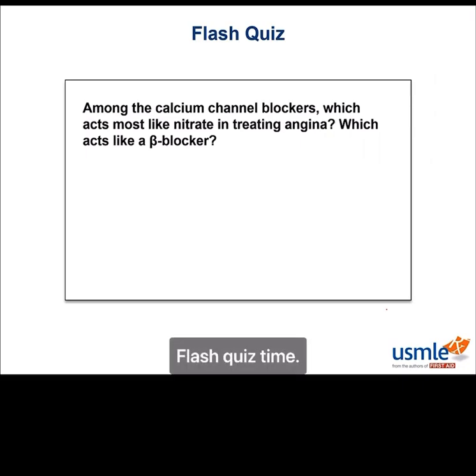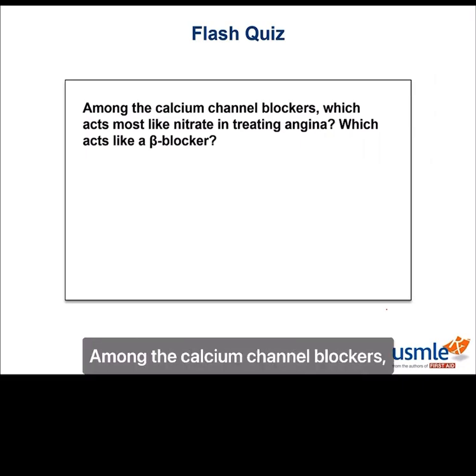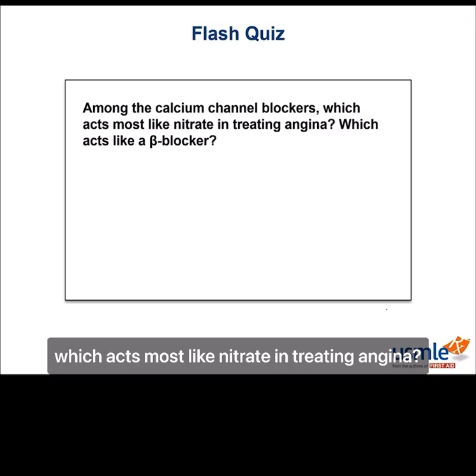Flash quiz time. Among the calcium channel blockers, which acts most like a nitrate in treating angina, and which acts most like a beta blocker?